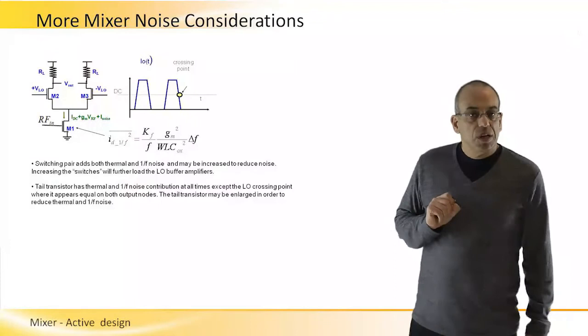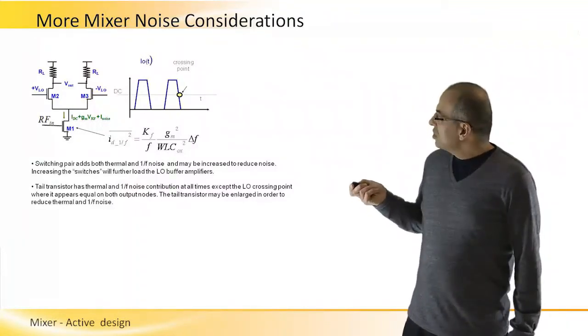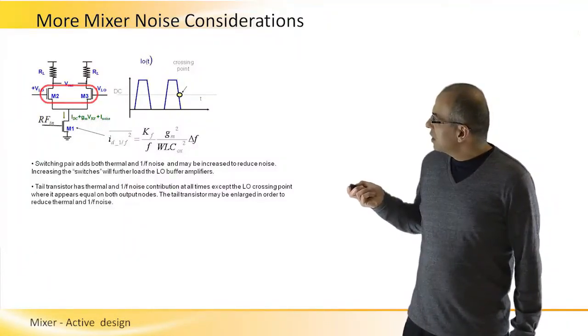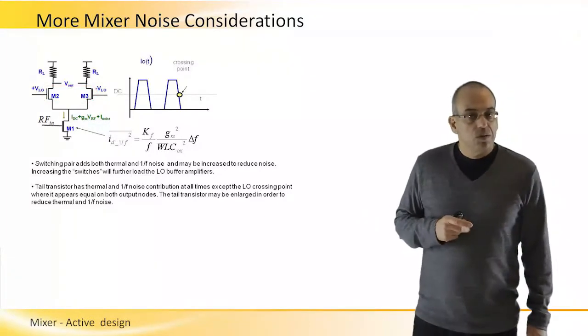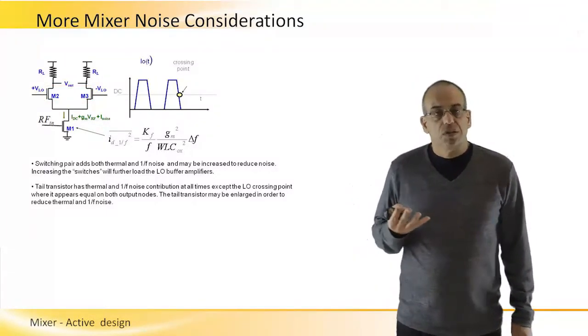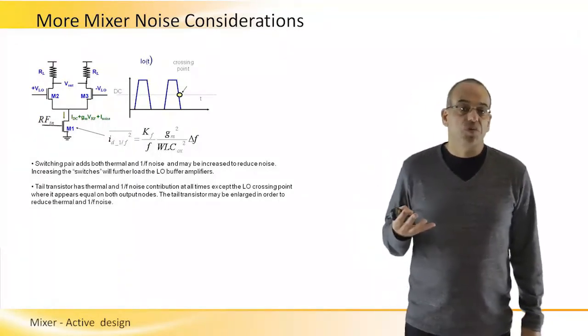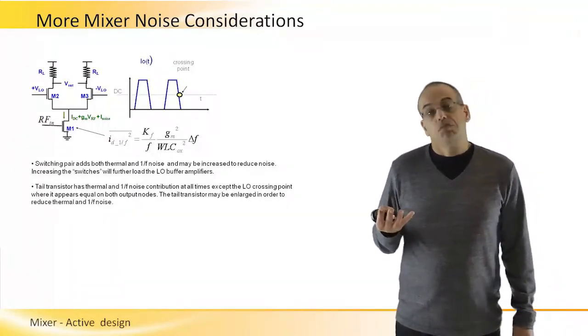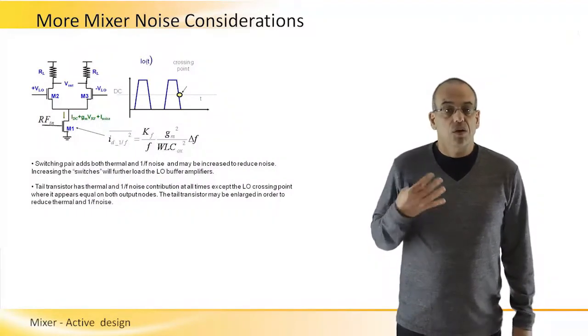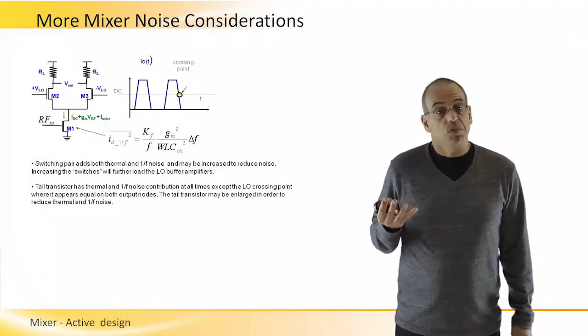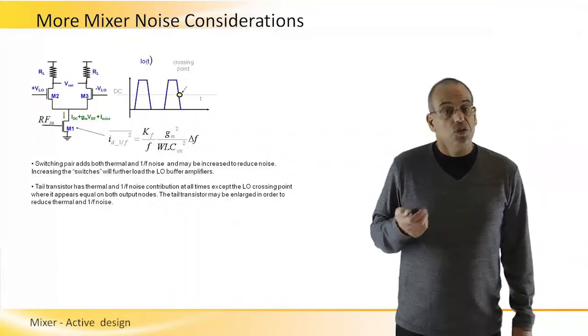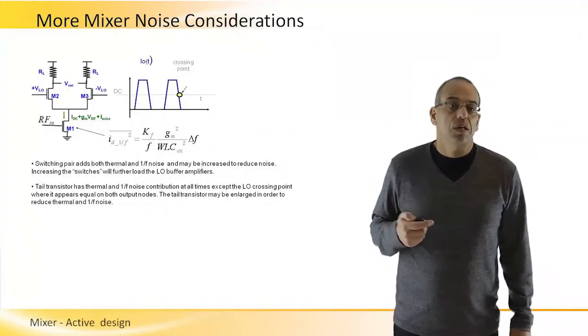So we know a little bit more about M1 design considerations now. We also need to take into account M2 and M3 that we mentioned before operate as a differential large signal amplifier, and they will also contribute thermal noise and can also contribute some 1 over f noise. This we will deal with in the next slide.